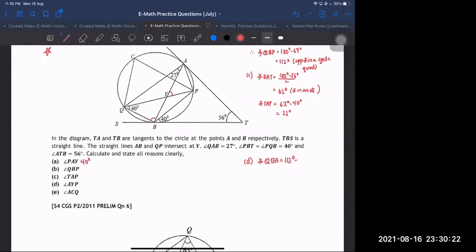You're finding which angle? TAP. How do you get 90? You cannot use 90 minus 40. You do not know that BA is a diameter of the circle, so you cannot use 90. So that's wrong.